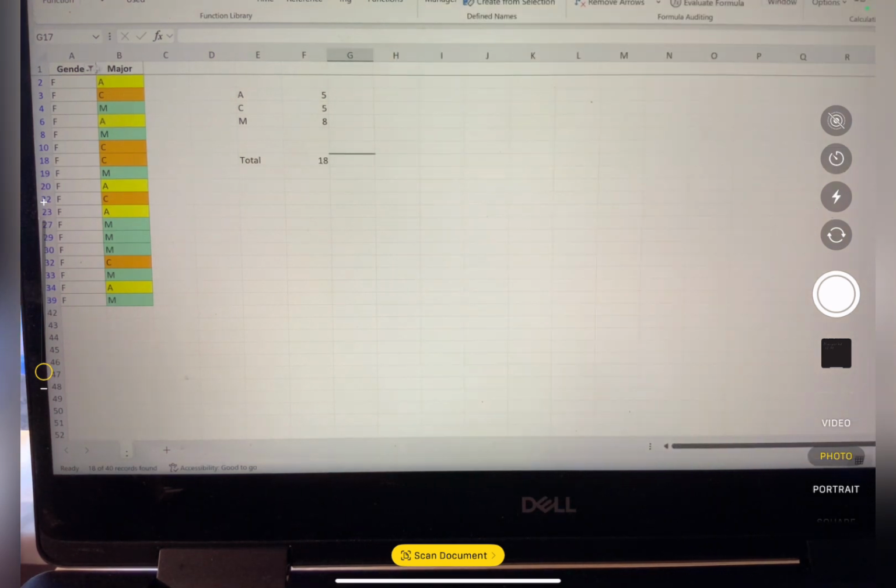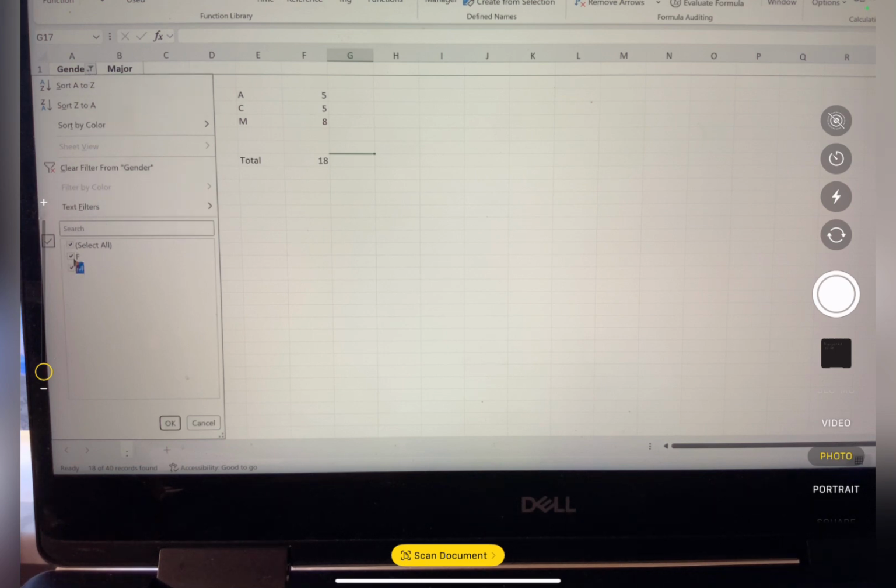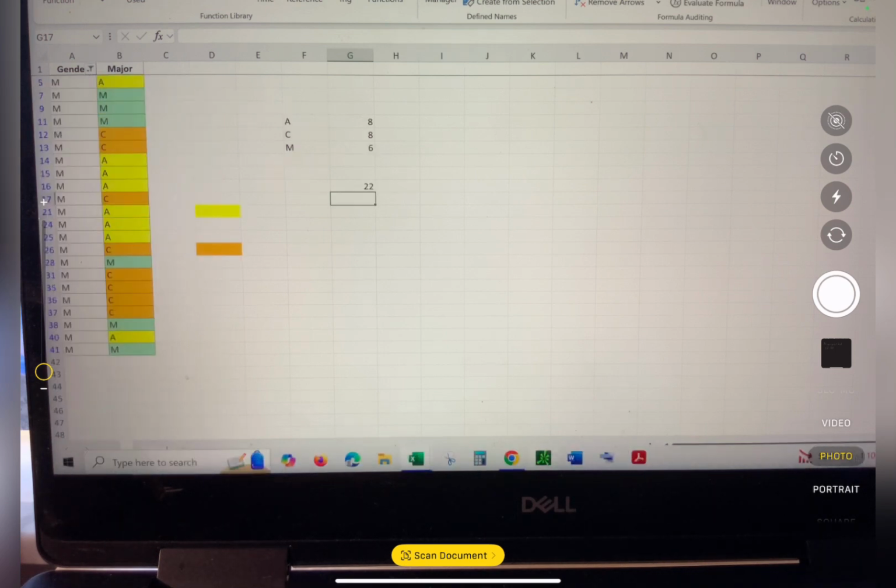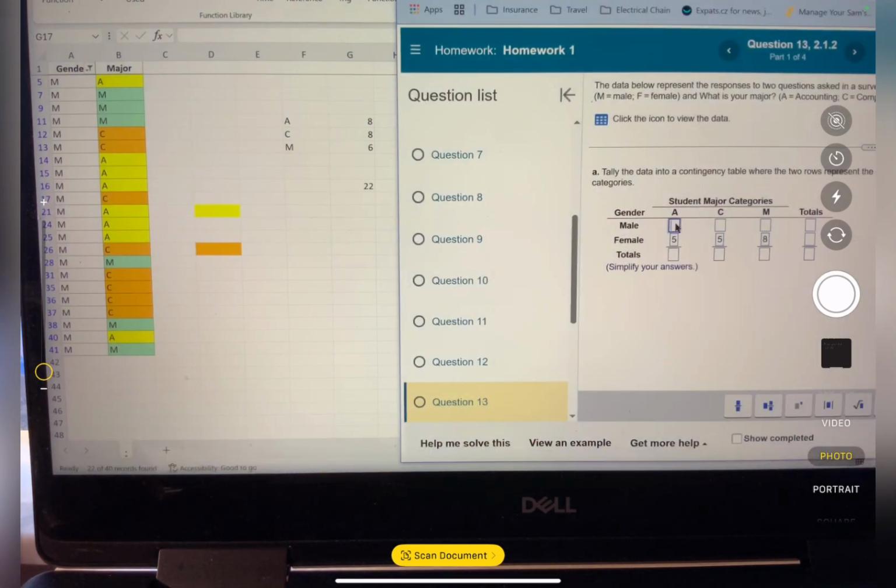Okay, let's go for male now. For male we have accounting 8, computer 8, male at the marketing 6. All right, now let's totalize by male. So 8 plus 8 is 16, 16 plus 6, 22. Next, female, 5 plus 5 is 10, 10 plus 8 is 18. All right, total I'm getting 40.